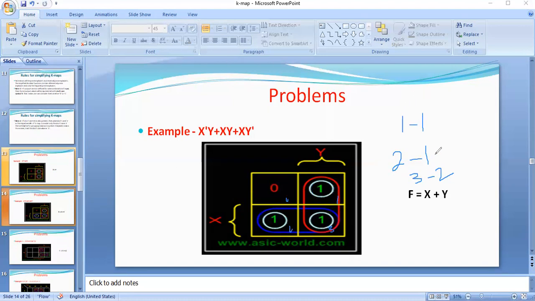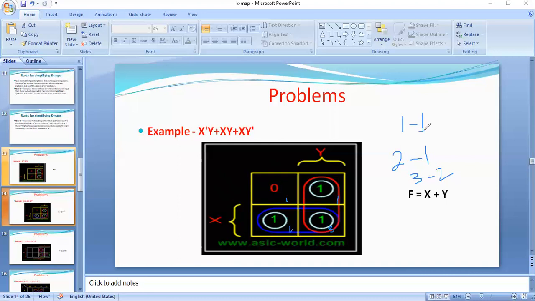So we have to choose this method for the simplification. We have to write the number of adjacencies for the minterms. The next step is to give the first priority to the least number of adjacencies. See here, minterms 1 and 2 have the number of adjacencies as 1. These are the least number of adjacencies.